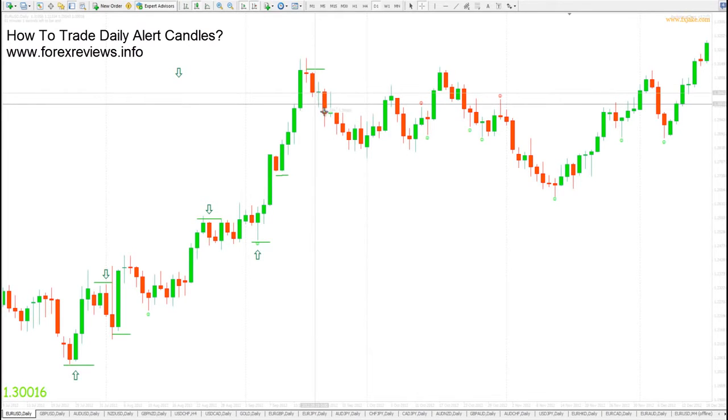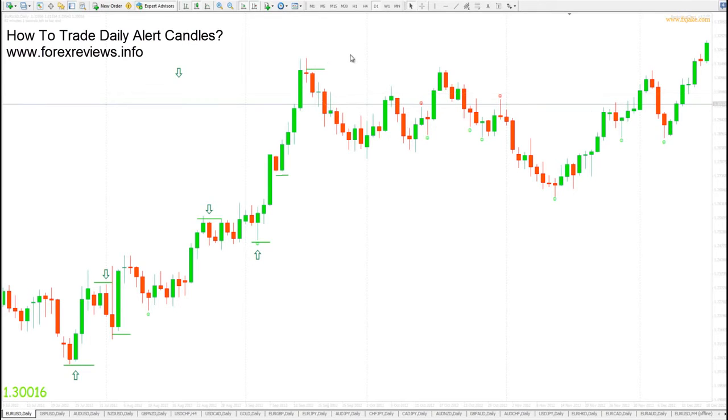Now, let's read this again. We went down 74 pips. It went back up, and you can see that would have been a break even. That would have been a break even tap out right there, which is unfortunate. It went straight up to your break even and came back down.